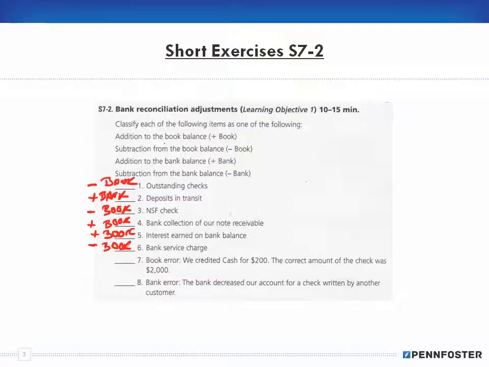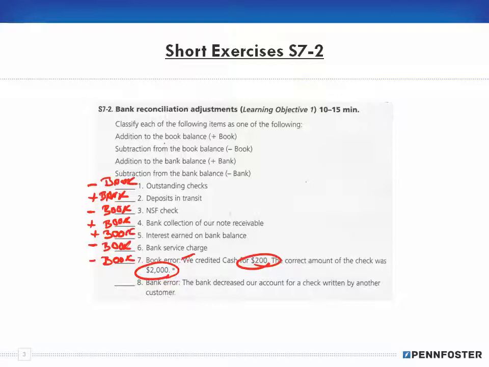Okay, a book error where we credited cash for $200. All right, and the correct amount of the check was $2,000. So this here is a subtraction from my book. Why? Because I was supposed to make it for 2,000, but I only made it for 200. All right. It's an error in my book.